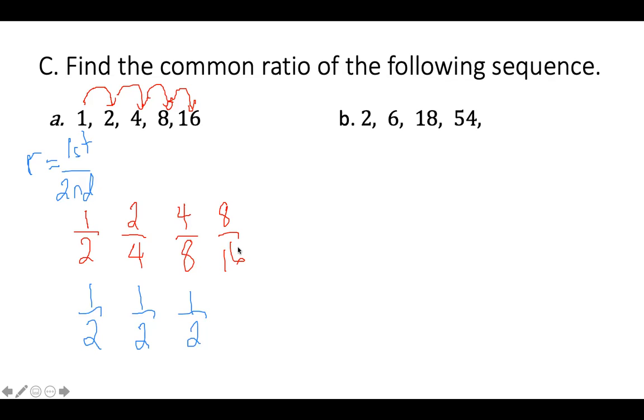Next, ang 8 over 16 naman ay may common na 8. So pwede natin i-divide yung numerator ng 8. So 8 divided by 8 is 1. At ang denominator naman ay pwedeng i-divide by 8. So 16 divided by 8 is 2. Now, kung titingnan na natin, ang mga ratios na to ay equal. Kasi lahat sila ay equal sa 1/2.